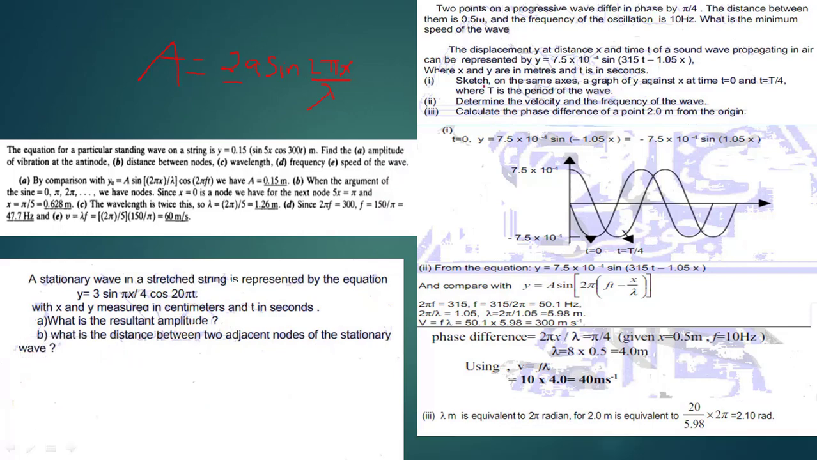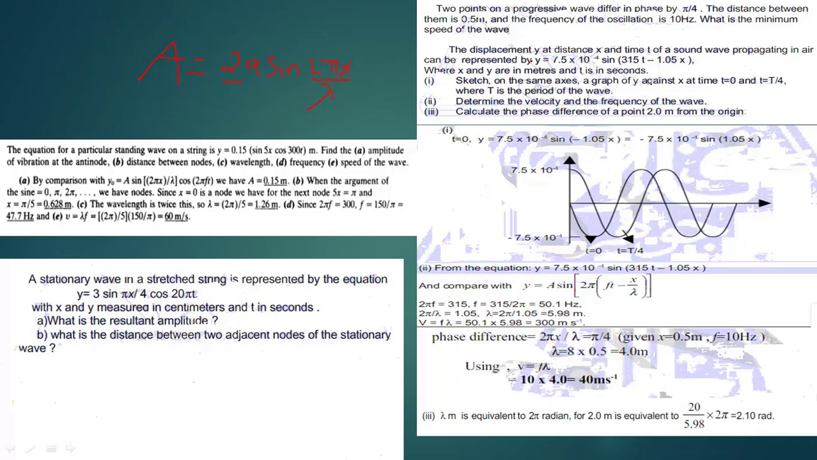So another question: the displacement y at distance x and time t of sound propagating in air. The equation you have been given is a pure progressive wave, where x and y are in meters and t is in seconds. So remember these are in SI units, both of them. So sketch on the same axis a graph of y against x at time t equals 0 and at time t equals T over 4.